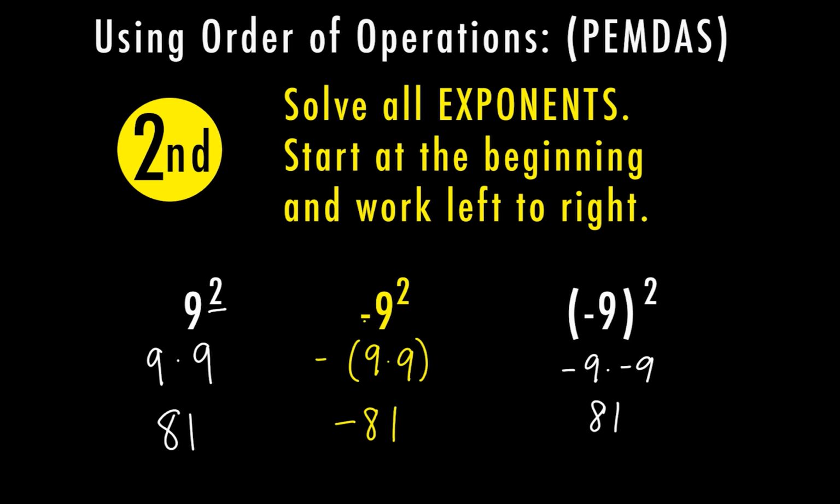Just to recap, an exponent is the number raised to a certain power, and that power tells the big number how many times to multiply. If this was a 3, 9 cubed, or 9 to the third power, we would multiply 9 times 9 times 9. So 9 squared is 9 times 9. Negative 9 squared, if the negative is not in parentheses, means my answer is going to be a negative 81. And if I have negative 9 squared where the negative is in the parentheses, that means I'm squaring the entire number, negative 9 times negative 9, which is a positive 81.